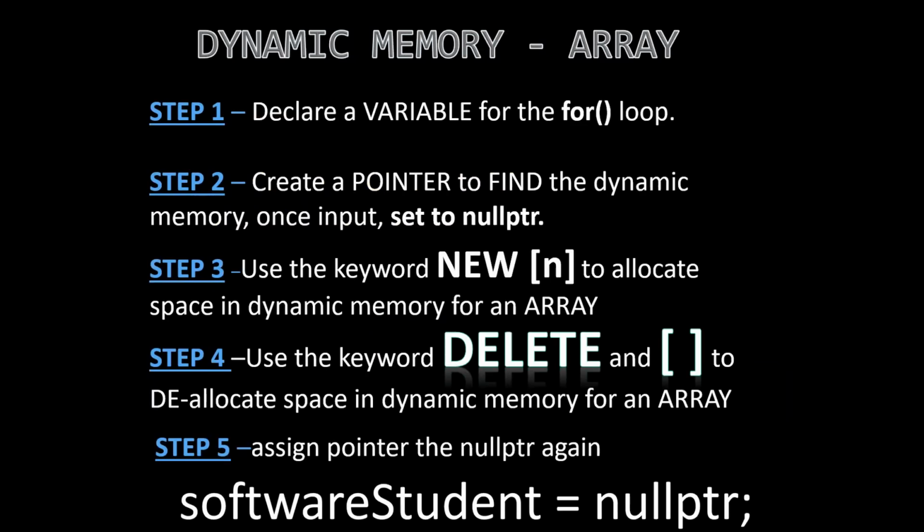And if you look at all the steps together, you've got step 1, declare a variable for the for loop, create a pointer, use the new keyword, use delete, and assign the pointer back to its null pointer again. So let's go look at some code.